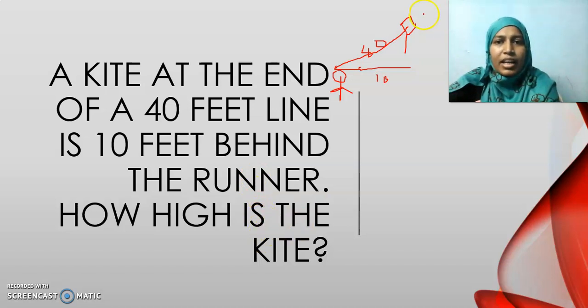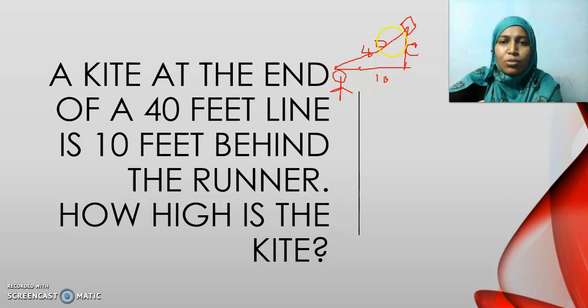How high is the kite? I have to find the height of the kite now. This is what I am going to find now. You can have it as C or X as you wish. Now, am I going to find the hypotenuse or the other side? Yes, we are going to find the other side.